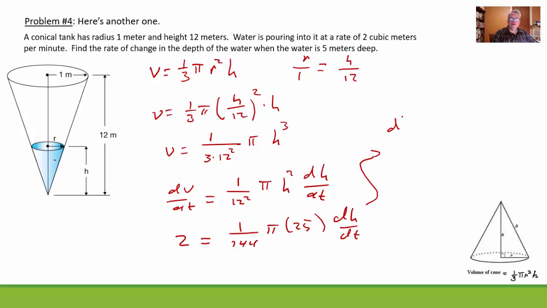So we get dh/dt equals, well, it'll be 2 times 144 divided by 25 pi. And if you do that on a calculator, that works out to be about 0.147, and this would be meters per minute. Okay, so we did it. Now, these are really complicated problems, but we see they all follow the same pattern.